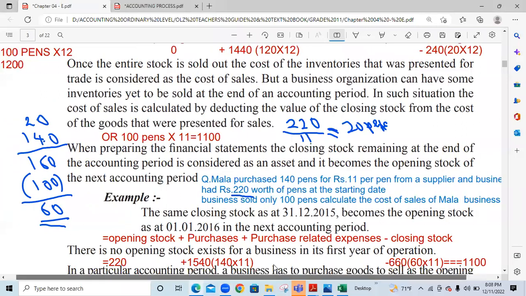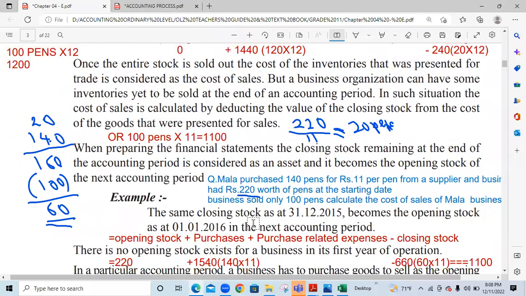For the students who want to know how I got opening stock, this is how I got it. Opening stock is 20 pens. Then find closing stock. Closing stock is 60 pens. You all have sold 100 pens. You purchased 140. This is just a working. Why did I do this working? It is to find this answer. If I find this answer only, I can find the next answer. That's why I had to find that 60.